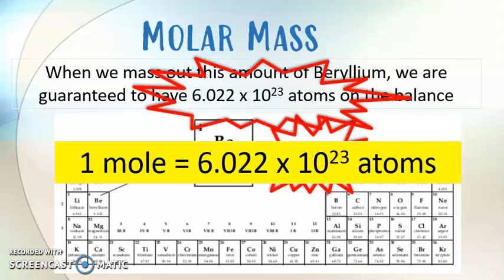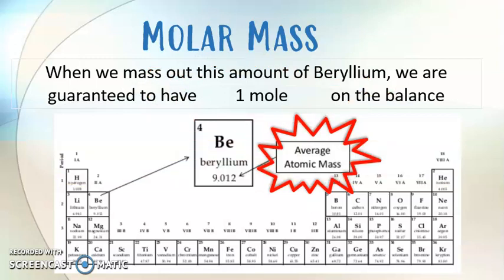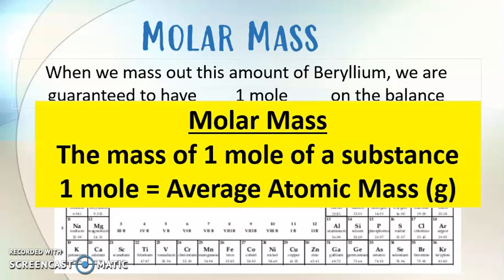So let's just take that number and swap it out. And now the statement is still true. If I mass out 9.012 grams of beryllium on the top of the balance, I will actually have 1 mole of that material. This is actually what we would determine to be molar mass. Molar mass officially is the mass of 1 mole of any substance. And if you want to find out what the molar mass of a substance is, it's very simple. It's the same thing as the average atomic mass. So 1 mole of a substance will always equal the average atomic mass in grams.